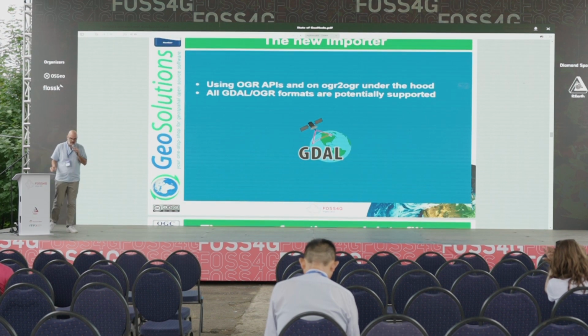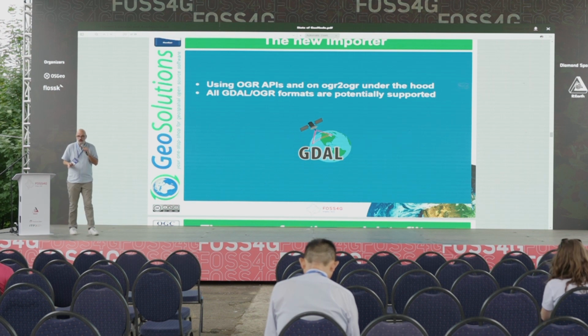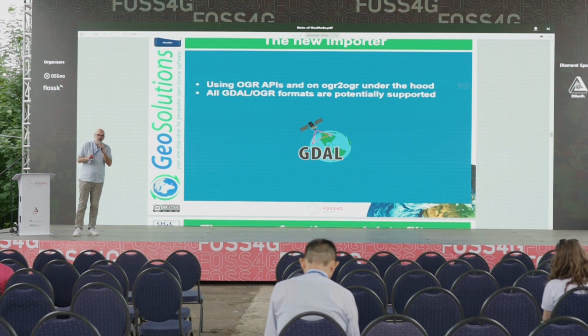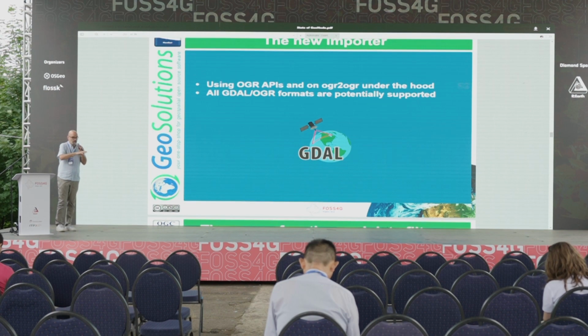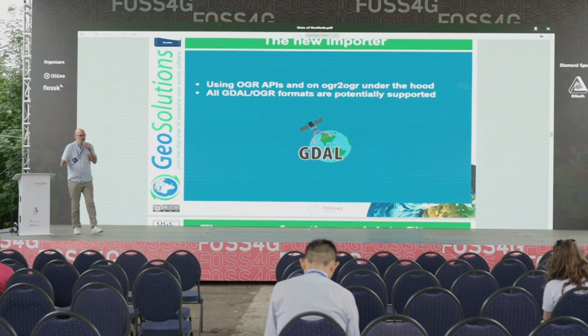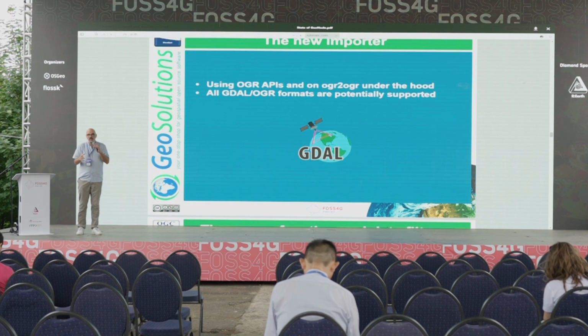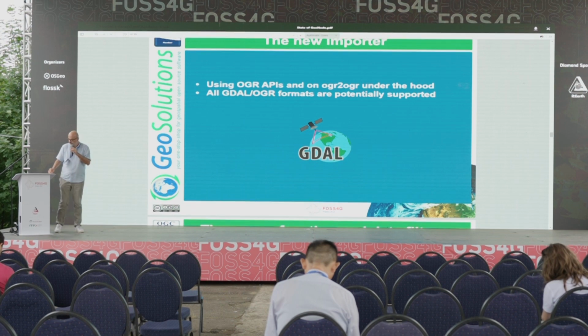The new upload system uses GDAL OGR, both through the Python OGR API, the ogr2ogr command line, and other services. But basically this means that we have full support from GDAL and OGR. So potentially you can have any format supported by GDAL in GeoNode.